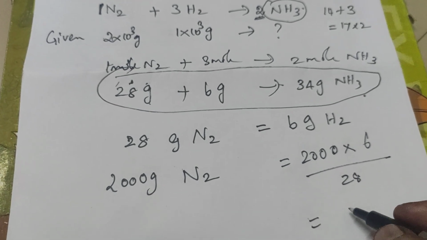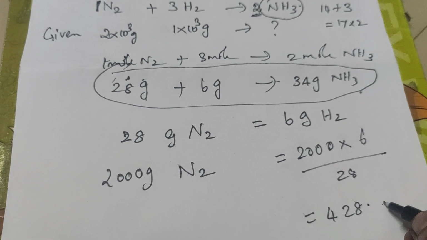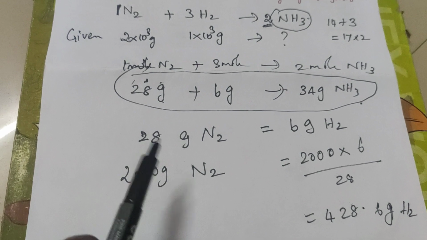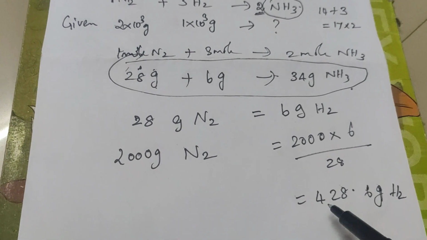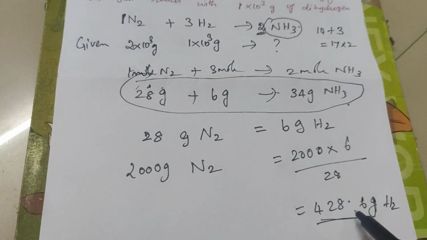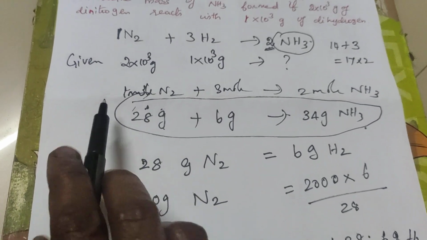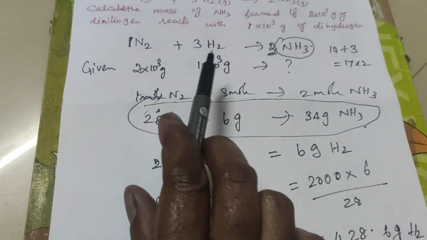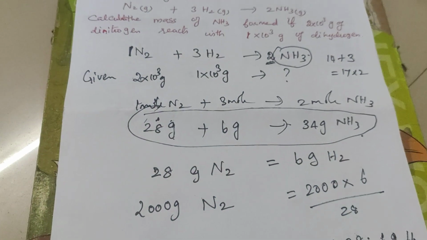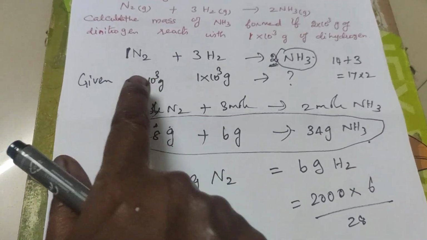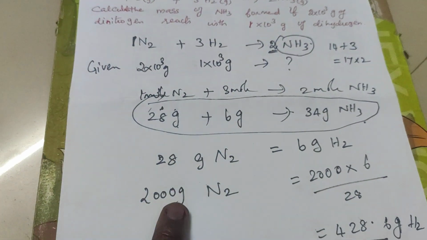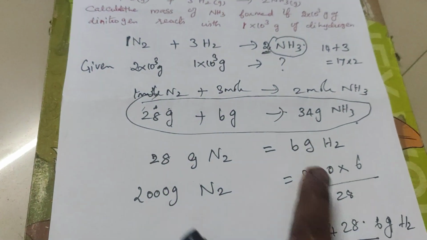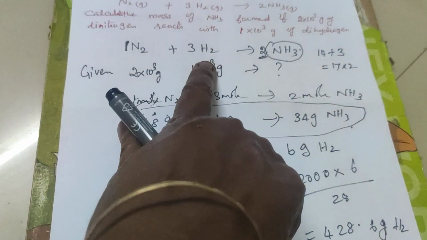When you calculate, you will be getting 428.6 grams of hydrogen. So 2000 gram of nitrogen needs only 428 grams of hydrogen to react. But in the reaction vessel, we have 1000 grams of hydrogen for reacting with the 2000. As already told, all the reactants in the reaction vessel will not get reacted. So 2000 gram of nitrogen needs only this much, but we have 1000 grams of hydrogen in the reaction vessel. So the hydrogen is found to be in excess.